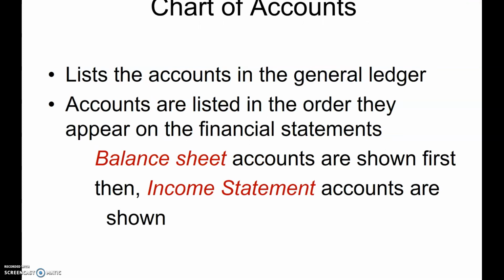And your chart of accounts lists the accounts in a specific order. Okay, so we show our balance sheet accounts first, right? What are our balance sheet accounts? What did we show on the balance sheet, right? We show the accounting equation. So your assets, then your liabilities, then your stockholders' equity. Then we show our income statement accounts. Well, what do we show on an income statement? Revenue and expenses. So revenue and expenses will come after your assets, liabilities, and stockholders' equity in your chart of accounts.